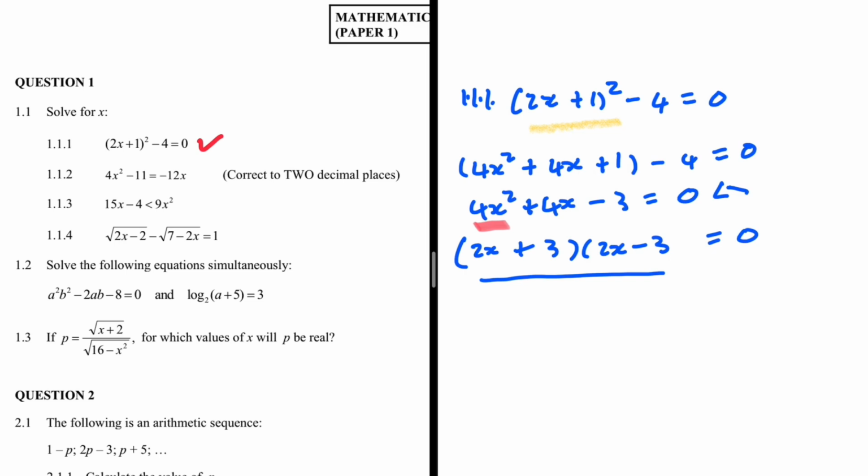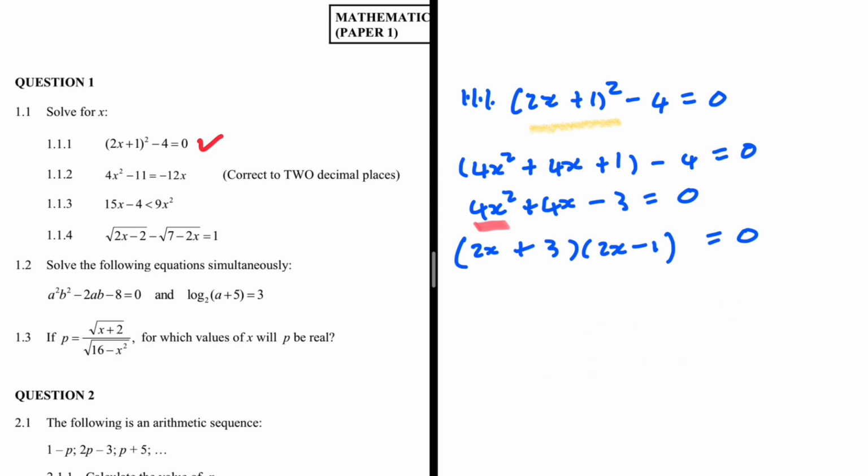Right here it is minus 1 and not minus 3. Let's multiply it out and see if we go back to the same expression. If we do that, we get 4x² − 2x + 6x − 3. So 4x² + 4x − 3. So there we go. We can prove to see if the way we're factorizing is correct.